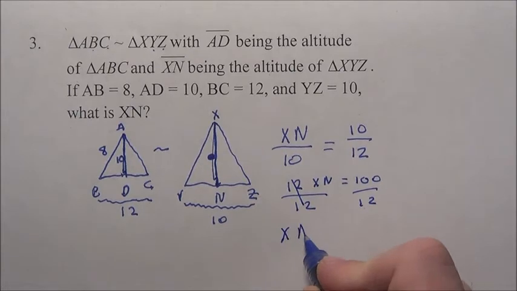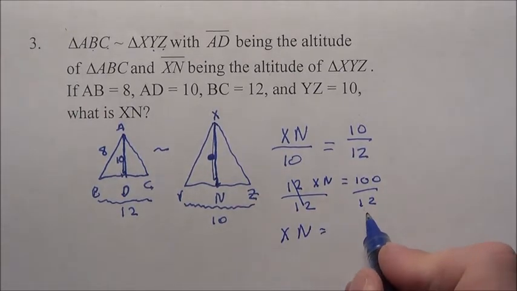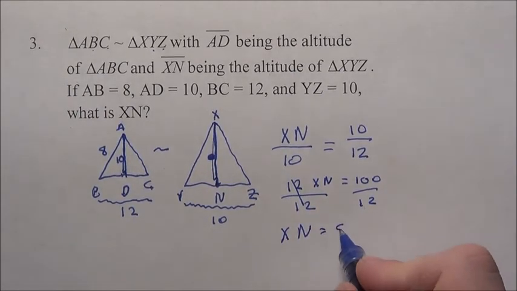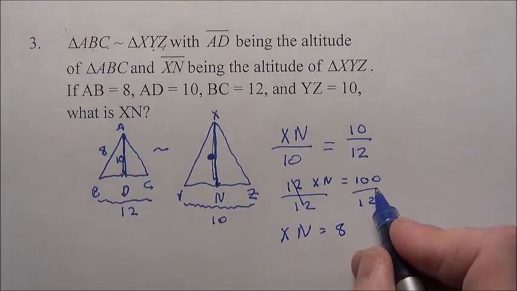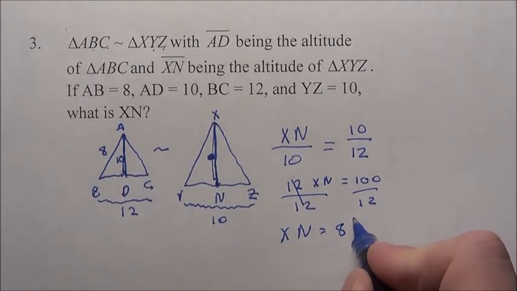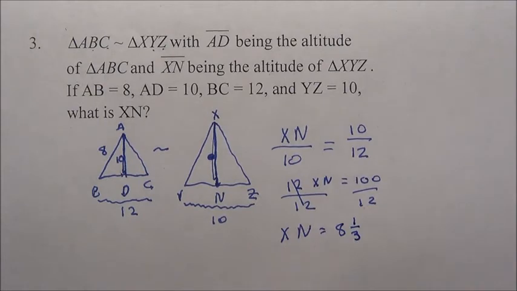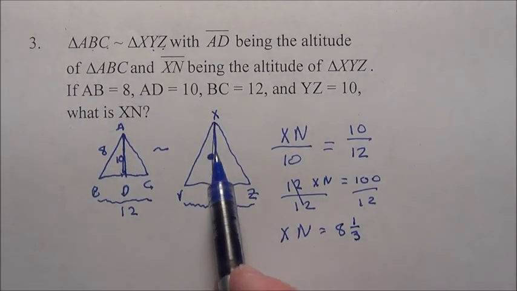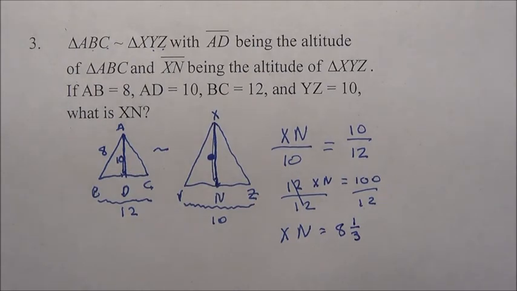I'm going to get XN's length is equal, well, 12 goes in there 8 times with 4 left over. I can see that. 4 twelfths is simply 1/3. So 8 1/3. This length of XN has to be 8 1/3. That's what the altitude of that triangle must be.